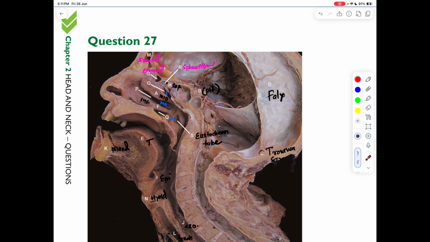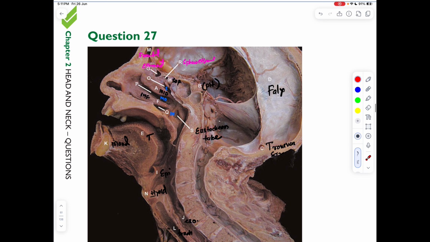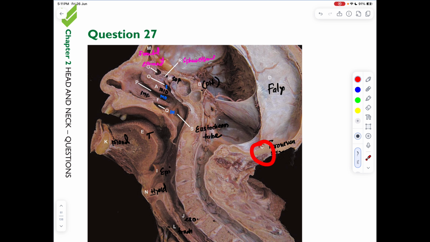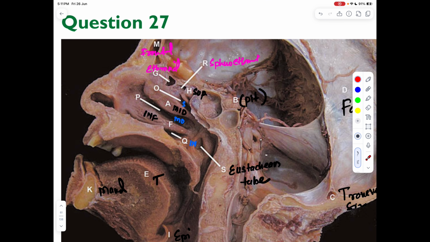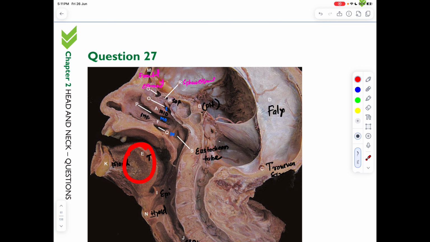And structure C is here. It has to be transverse. This is sinus. So this is the transverse sinus. And then D again. Where is D? This is the falx cerebri. And E is definitely a tongue. F is the inferior concha. G, this one is ethmoidal sinus. And where is H? H is the superior concha.